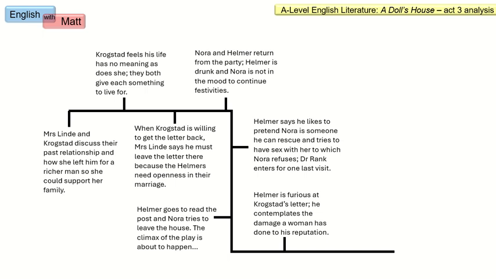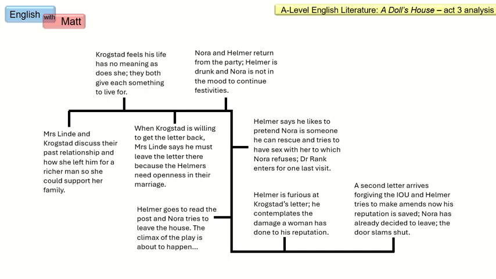He immediately assumes that she's done this to damage his reputation, and it becomes a diatribe or a rant all about his own respectability, and how he would look in front of other people, mainly men, such as Krogstad. So he contemplates not only what damage another person has done to him, but more importantly, he contemplates the damage a woman has done, and that's even more galling to him.